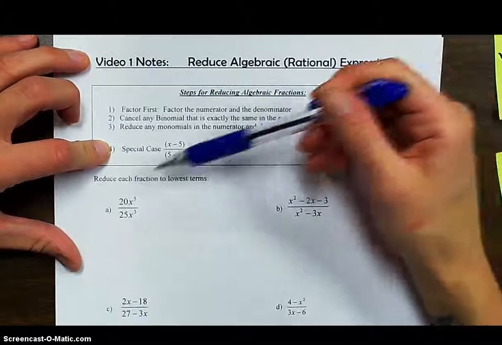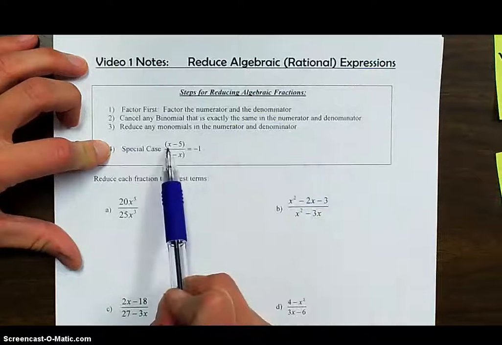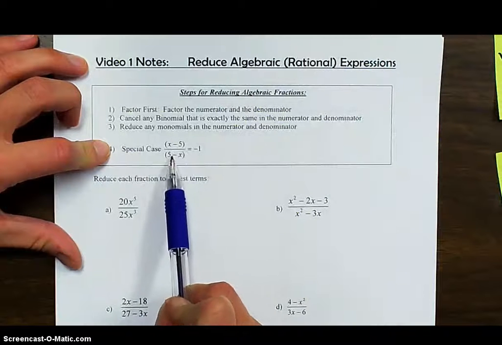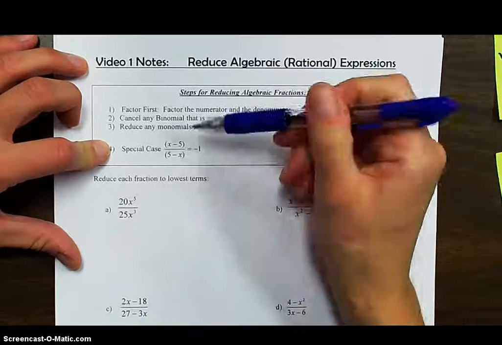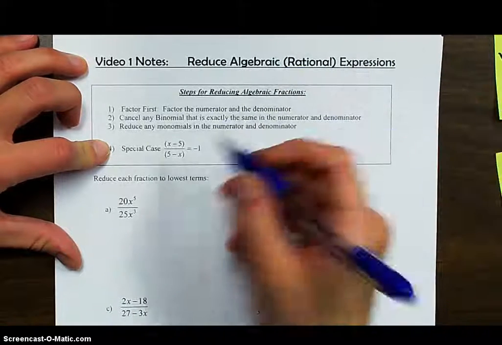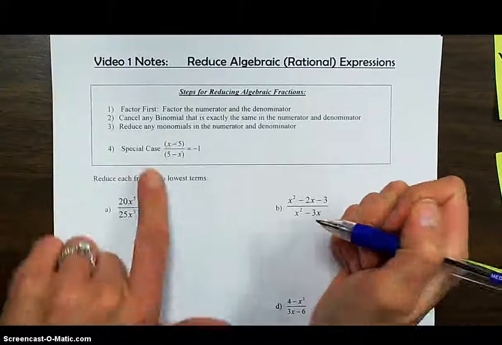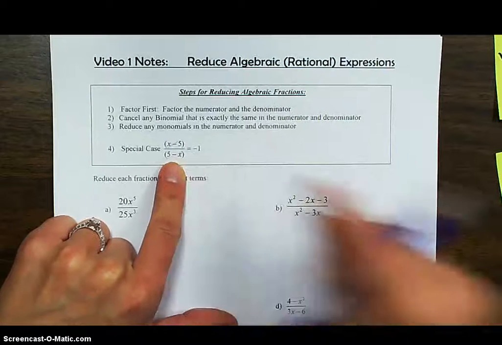So when we cancel, remember, we need to be exactly the same on top and bottom. Now, if you have x minus 5 on the top and 5 minus x on the bottom, they're not exactly the same, but they're close. These are actually going to cancel to give you -1. So what I want to do is show you that special case.